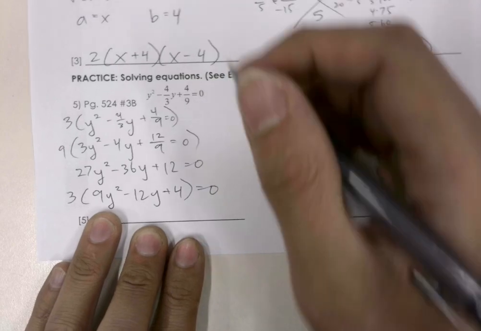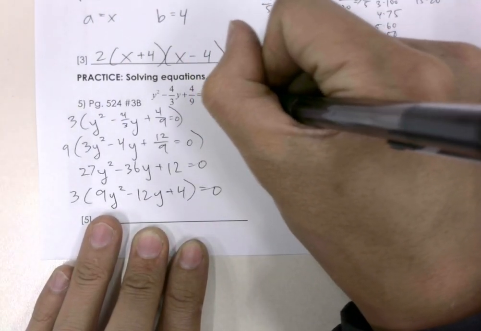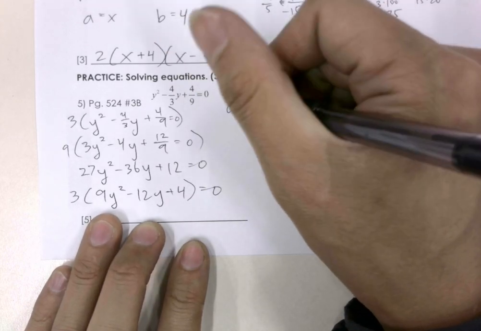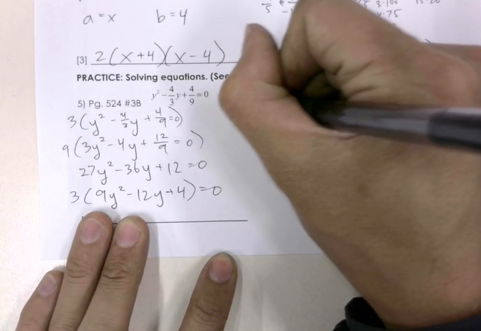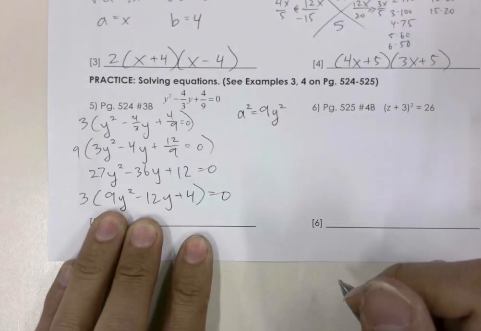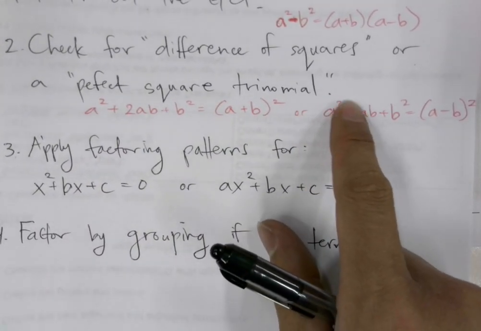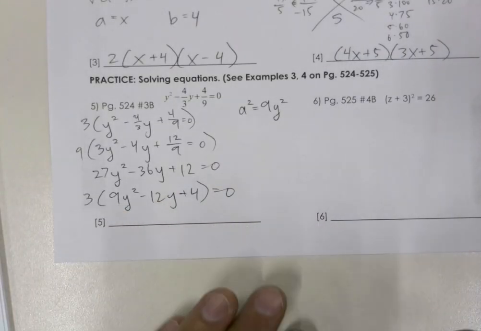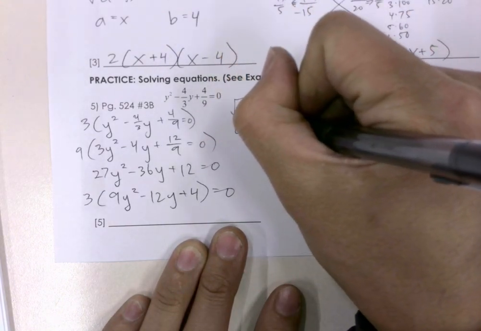Okay. Let me go ahead and show you. We're going to go ahead and figure out what a and b are. So we have a squared is equal to 9y squared. Right. So what are we doing here? We're taking the first term and we are setting it equal to a squared. Right. A squared is equal to 9y squared. Take the square root of both sides, and we'll say a is equal to 3y.